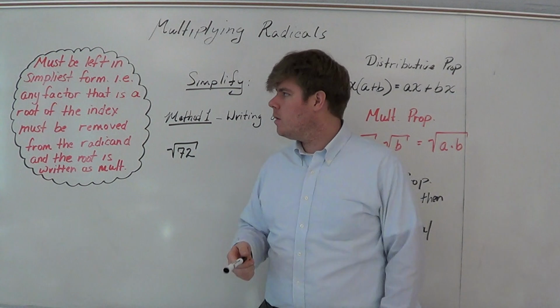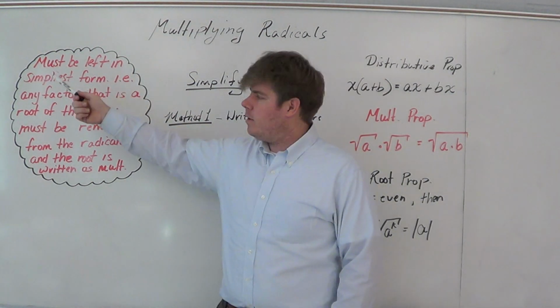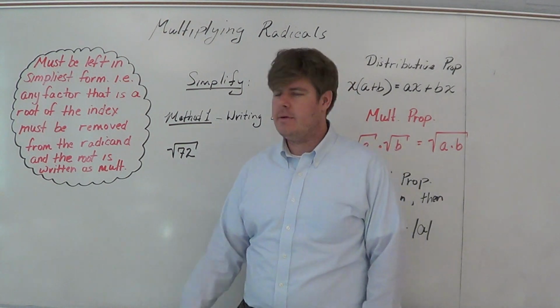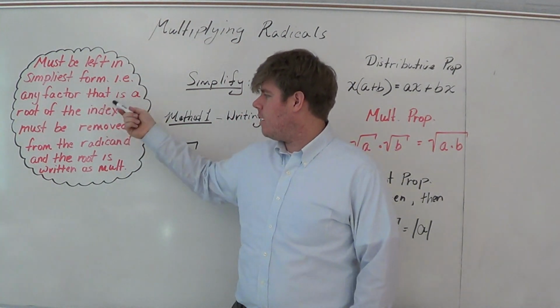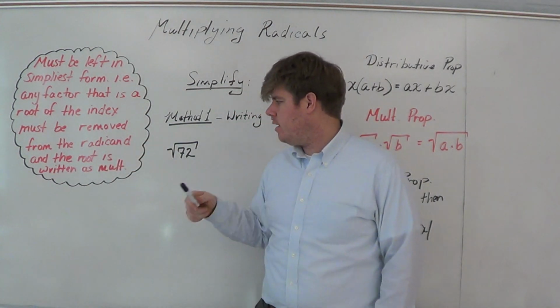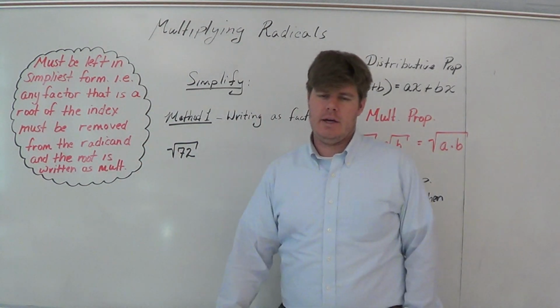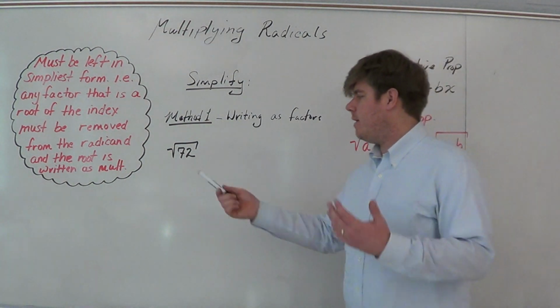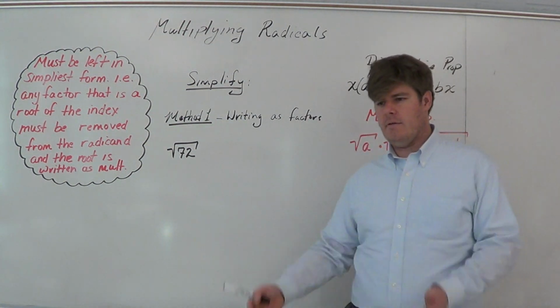order mathematics, is that it must be left in simplest form, i.e., basically what I'm saying to you is that any factor that is a root of the index must be removed from the radicand, and the root is written as a multiplication outside. Okay? So, what do I mean by that? Let's say I take this and I'm looking at the square root of 72.